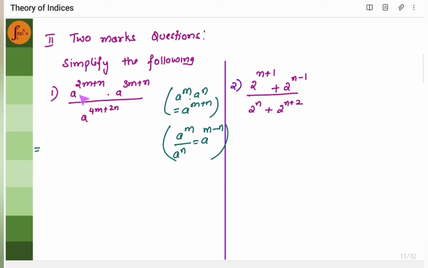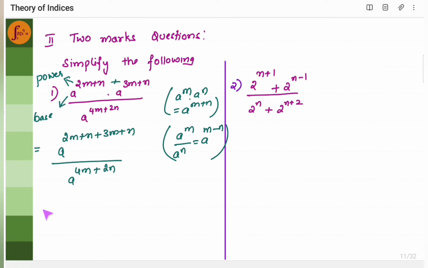So a and a, the base is the same. We call this the base, right? This is the base and this is the power. Now let's add. Bases are the same, so we can add the powers. 2m plus n plus 3m plus n. We are adding the powers here, so a to the power 4m plus 2n. Now let's solve this. You will get a to the power 2m plus 3m is 5m, n plus n is 2n. And similarly here we have a to the power 4m plus 2n.